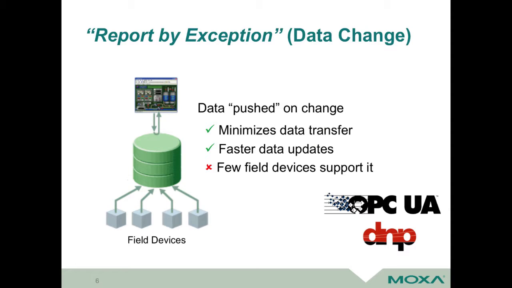A couple things about this that I think are important to consider. When you can do report by exception, you can minimize your data transfer. You're only sending it when you need to, right? When that digital signal changes state, or when an analog value changes state. The challenge right now from the OPC UA standpoint is from the server to the client application, they're kind of doing it here.